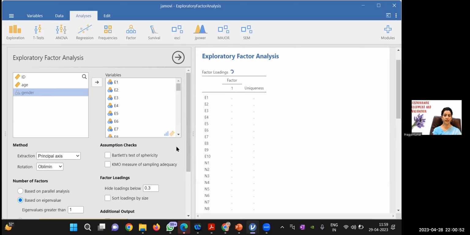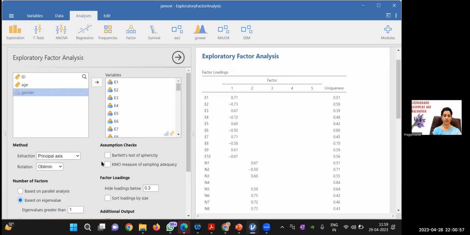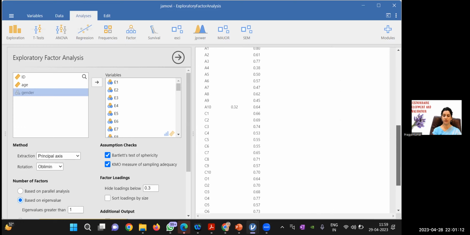Now, before I do anything, I have to do the assumption check. So for assumption check, I'll click. Even if you don't do this, it will automatically give you the factors. But before I go to this table, I'll check for these two assumptions. If your sample size is adequate, generally these two assumptions are met.